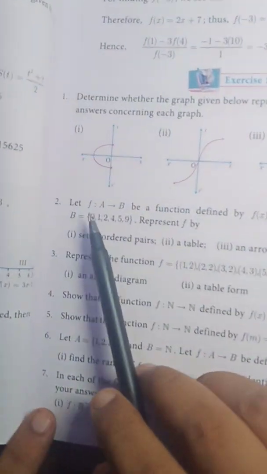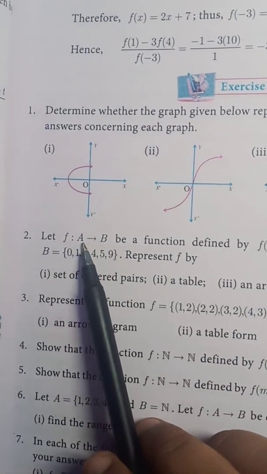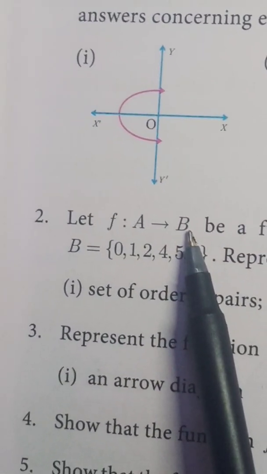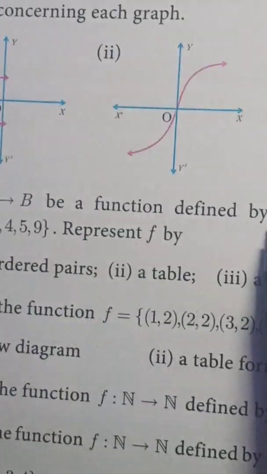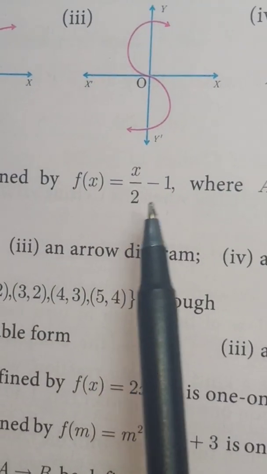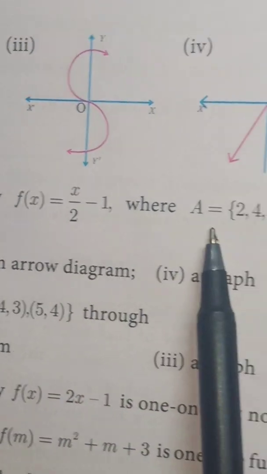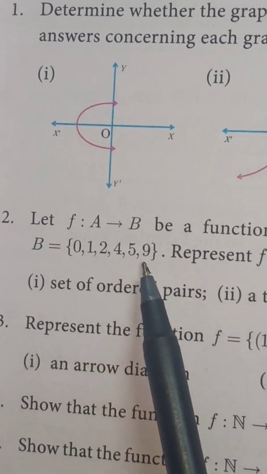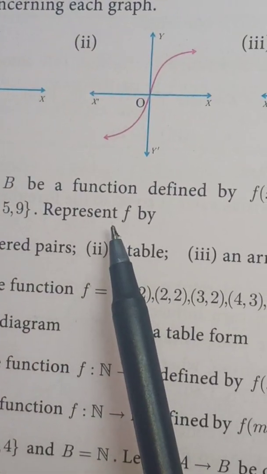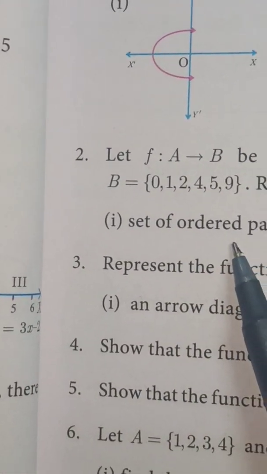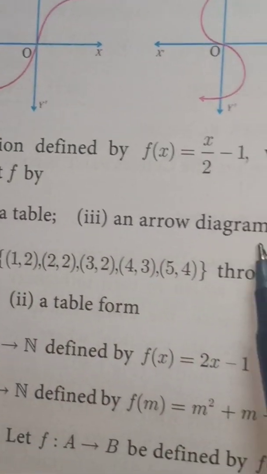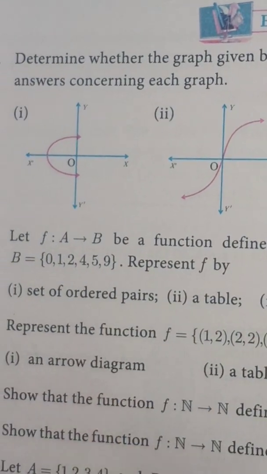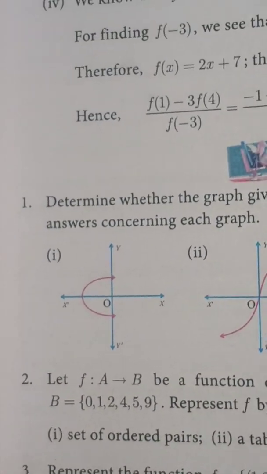Now problem number 2. A function f from A to B, already I told you A represents the domain and B represents codomain, be a function defined by f of x equals x by 2 minus 1, where A equals {2, 4, 6, 10, 12}, B equals {0, 1, 2, 4, 5, 9}. Represent f by a set of ordered pairs, table, arrow diagram and a graph. It is a very important question.